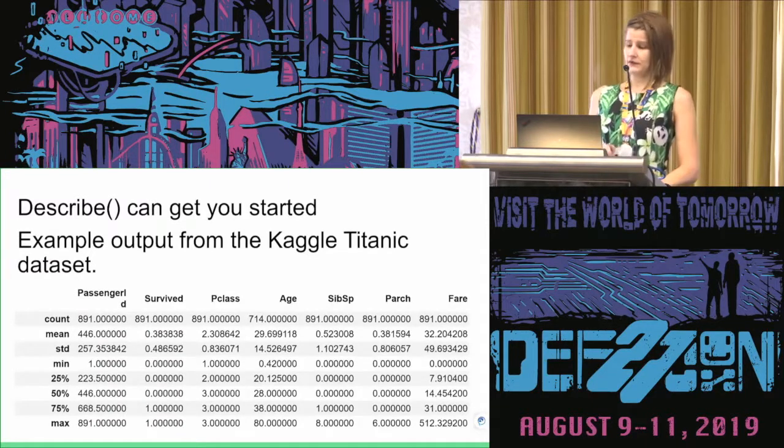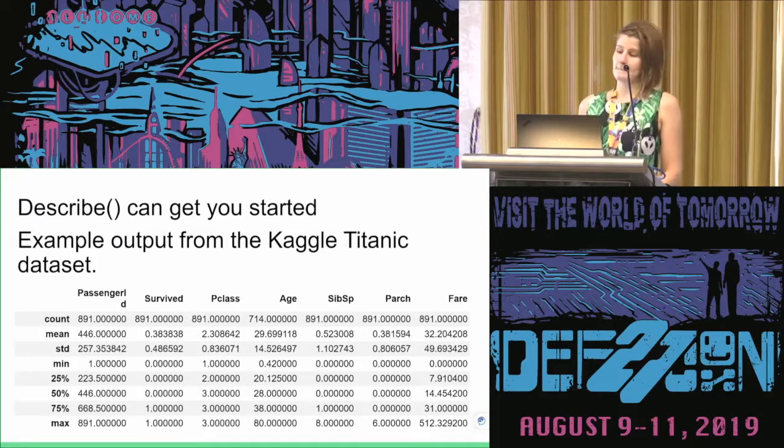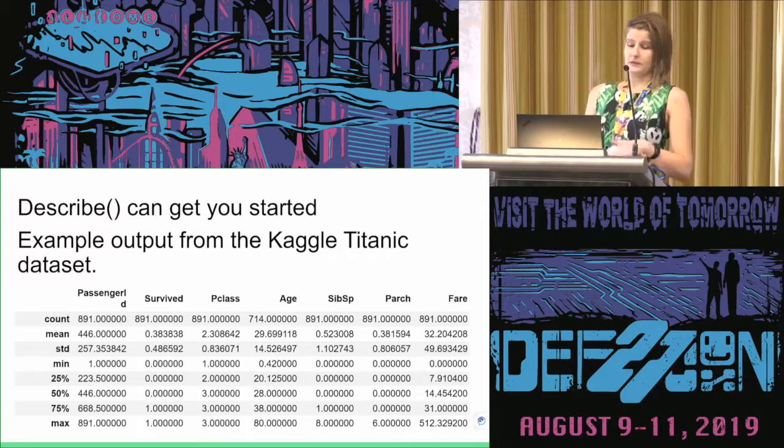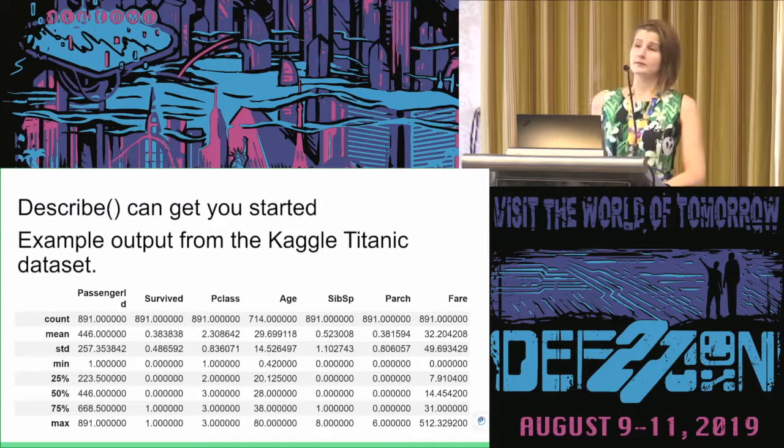So the first thing that I usually do is just use describe. And that will work on your numerical data sets. Good way to get started, find out how many things there are, some standard information, very easy to do, worthwhile information.